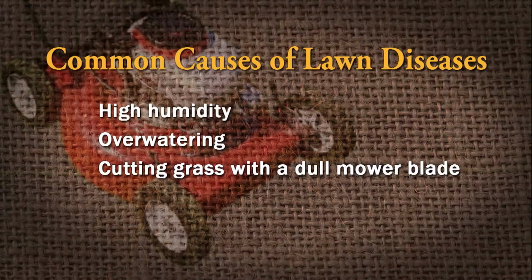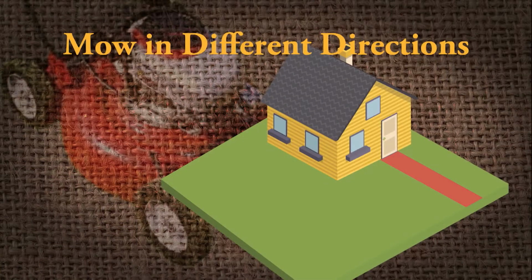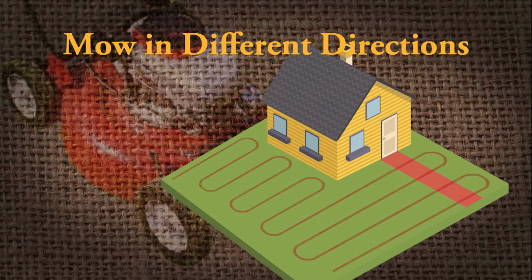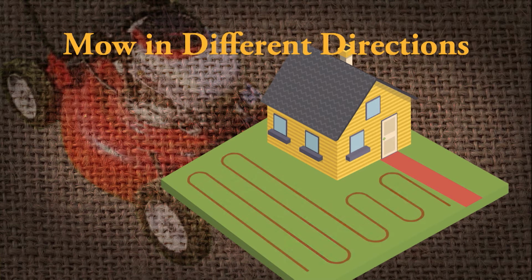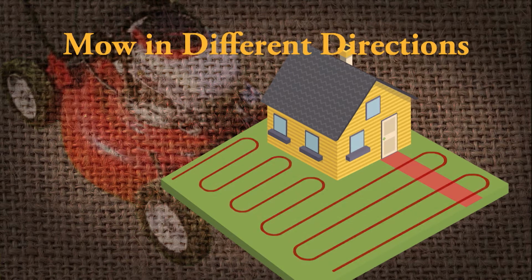But hot humidity, overwatering. And another thing we get disease on our lawn is we're cutting our grass with a dull mower blade. We need to have that mower blade sharp. Sharpen that mower blade. Keep that blade sharp. I sharpen mine at least 2 or 3 times during the growing season to make sure that I have a good sharp cut. Another thing, cut your grass in different directions. You need to try to go a different direction and make that grass stand up. Because if you're going the same way, you're laying that grass down.